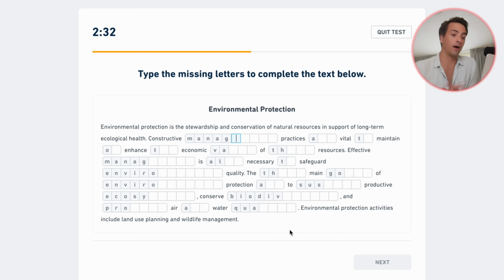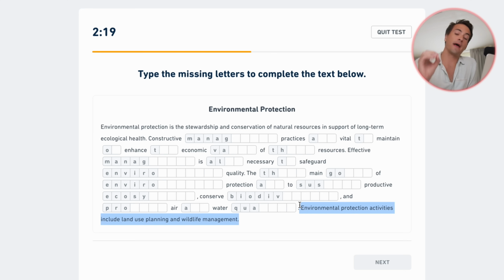So the other thing to note here is you're always given a title, and the first sentence and the last sentence will always be complete. So you should always read the title, first sentence, and the last sentence. That gives you really helpful context about what the passage is about, which will help you to figure out what those incomplete words are. So this passage is about environmental protection.